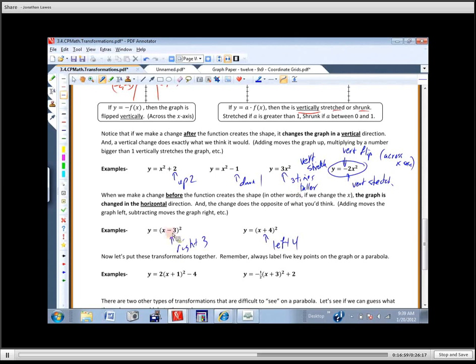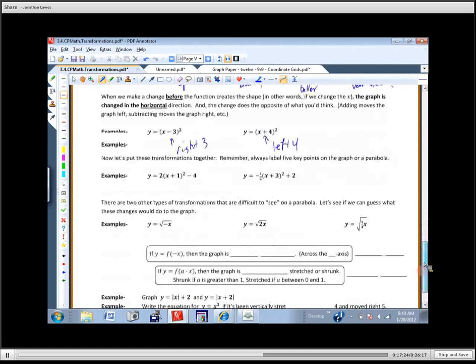Okay, look what happens here. The first thing I do again is I subtract 3. That's a horizontal change. I add 4, then I square, so that's a horizontal change. So anything inside the parentheses, okay, any way you change the function before it operates and makes the shape, that's going to be a horizontal change. Okay, anything after that is going to be a vertical change. So if we put all of these together, what does that one do?